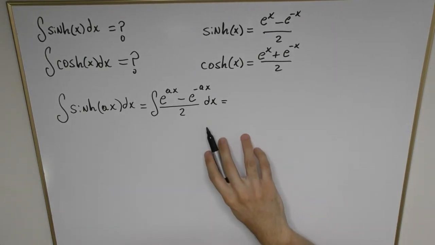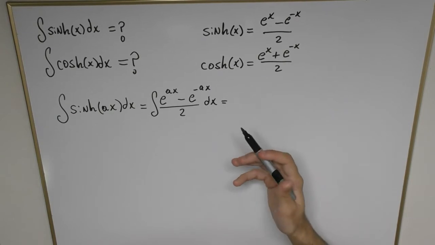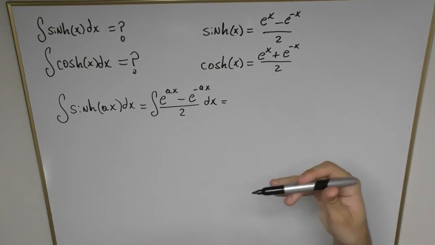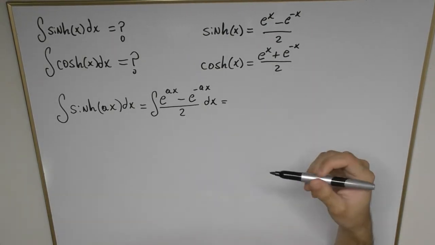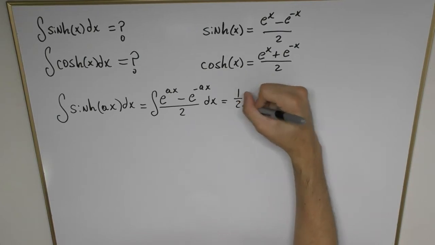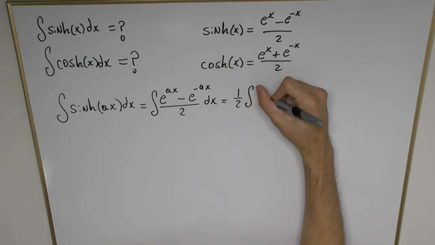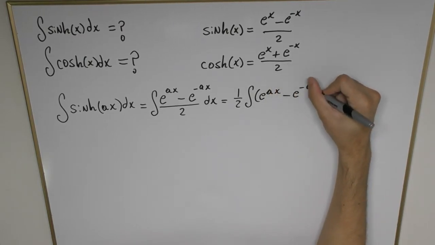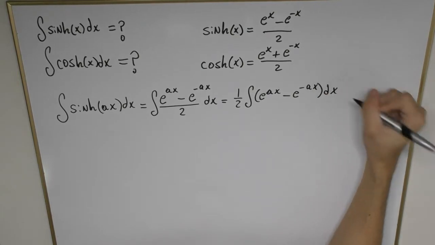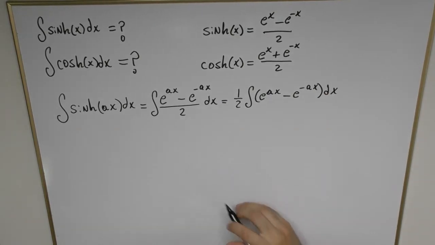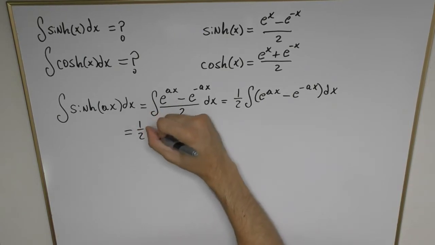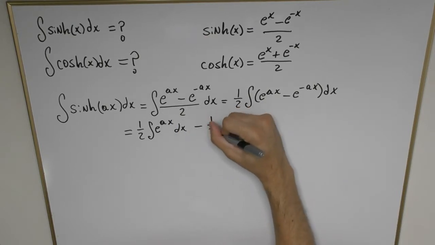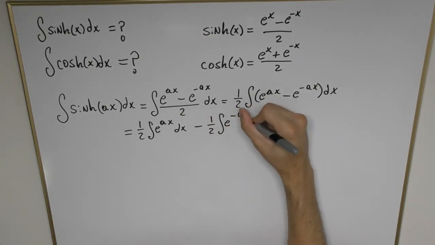Alright, so now what we're going to do with this is apply the property of integrals, which is that any sum or difference of functions is the same as integrating each function individually. So let's bring that factor of half to the front. And now we're going to express this in terms of e to the ax minus e to the minus ax. And now that we have that, we can separate this into two integrals. So the first one is the integral of e to the ax, and then minus half of the integral of e to the minus ax.